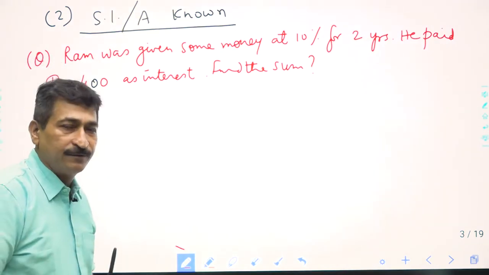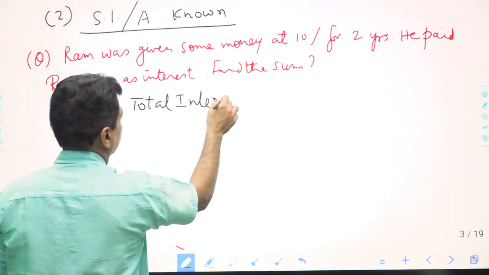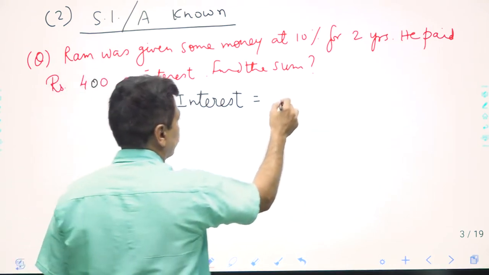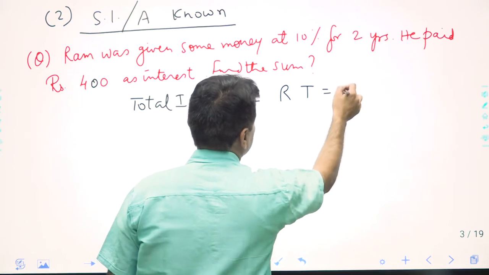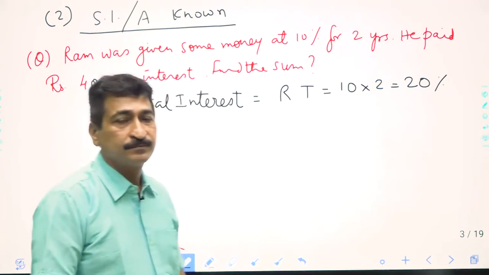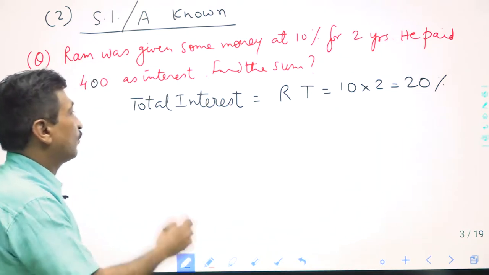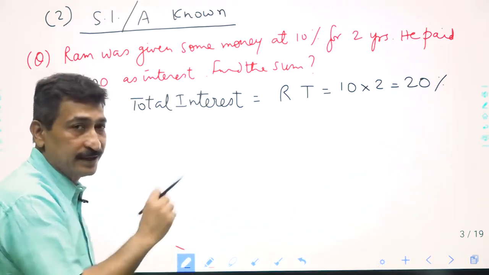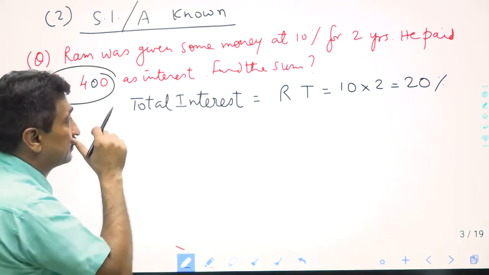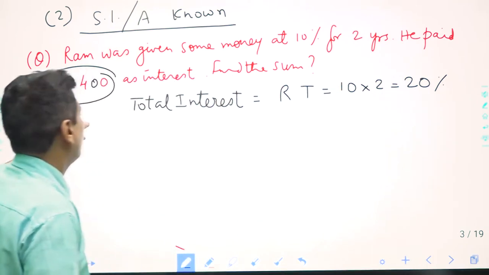So let us calculate first total interest. How much is the total interest? Total interest is RT, R into T. R is 10%, T is 2 years. So 10 twos are 20%. Now total interest is 20%, RT is 20%, and this interest is given, rupees 400 is paid as total interest. So this 20% is equals to rupees 400.